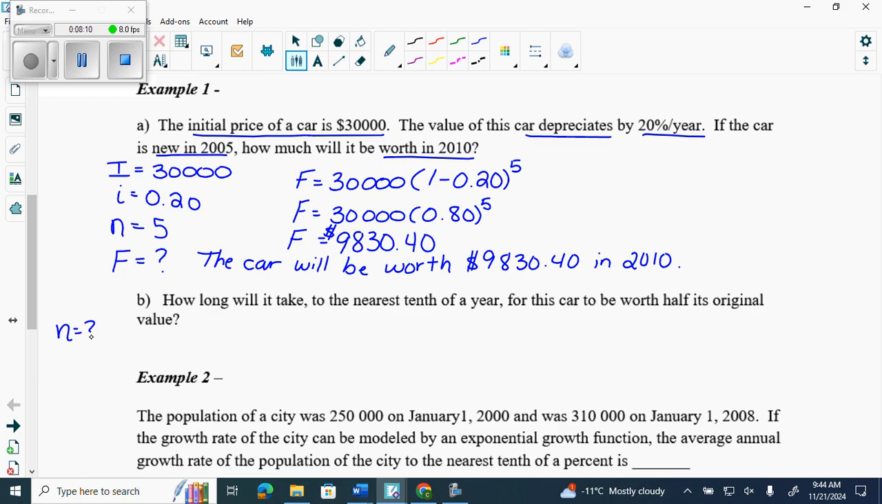What's the initial? 30,000. What's the final? Half of that, so it's 15,000. And what's my lowercase i? 0.20, or 1 minus 0.20, which didn't change, correct? Okay, so let's fill it in. We get final, which is 15,000, equals 30,000 times bracket 0.80 to the n. Yes?